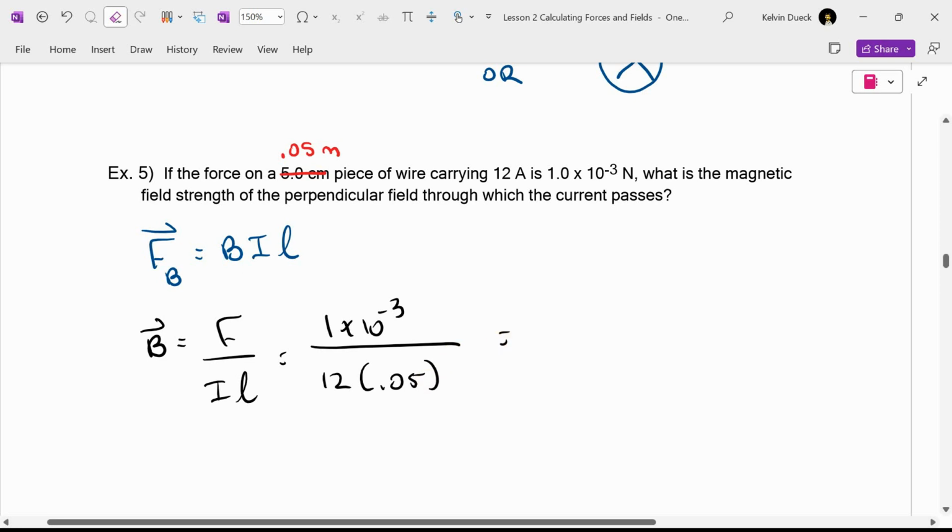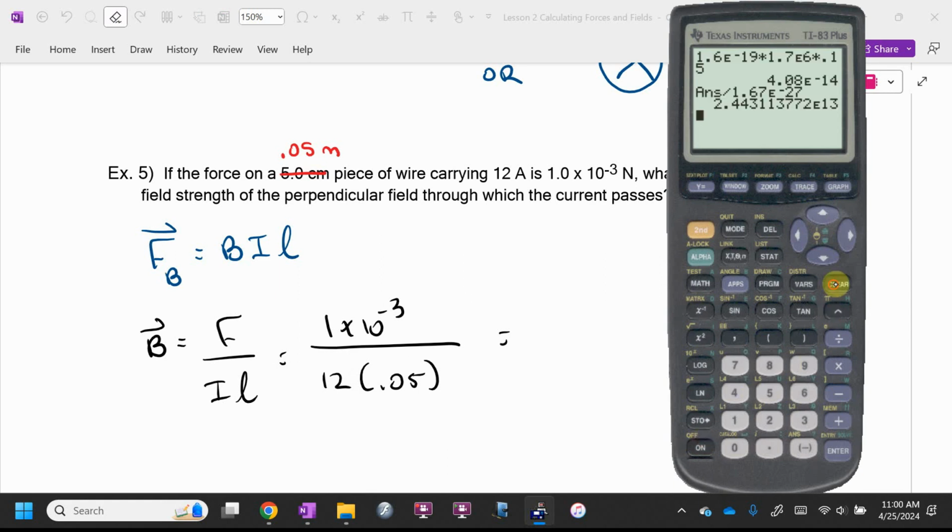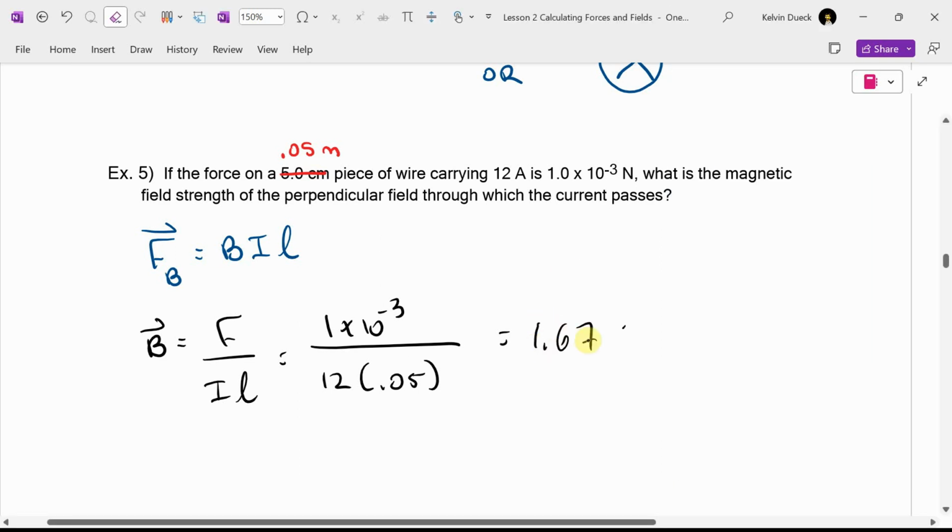What do you get? Can you give it to me in scientific notation, please? Let's see. Typo. Where's my typo? You got that there? 0.001 and then 6 repeats? Yes, I'll go 1.67 times 10 to the negative 3 units for magnetic field strength.